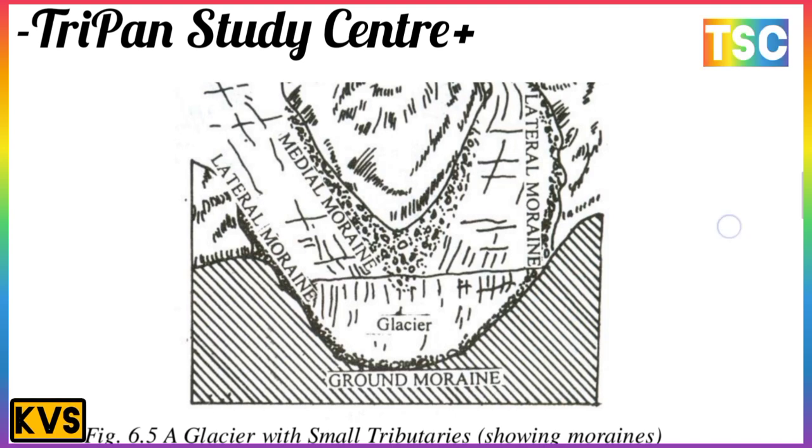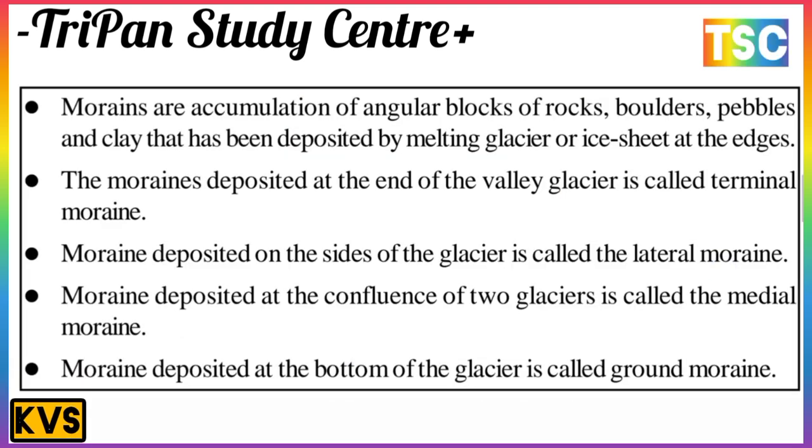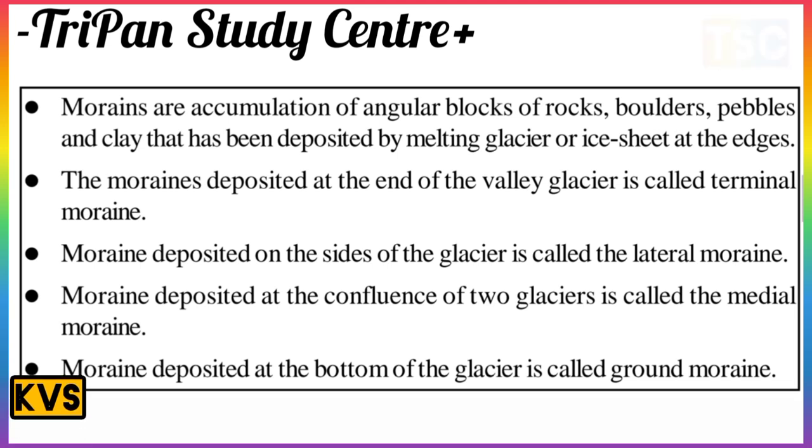The most important points here: moraines are accumulations of angular blocks of rock, boulders, pebbles and clay deposited by a melting glacier or ice sheet at the edges. The moraine deposited at the end of the valley glacier is called the terminal moraine. The moraine deposited on the side of the glacier is the lateral moraine. The moraine deposited at the confluence of two glaciers is the middle moraine. The moraine deposited at the bottom of the glacier is the ground moraine.